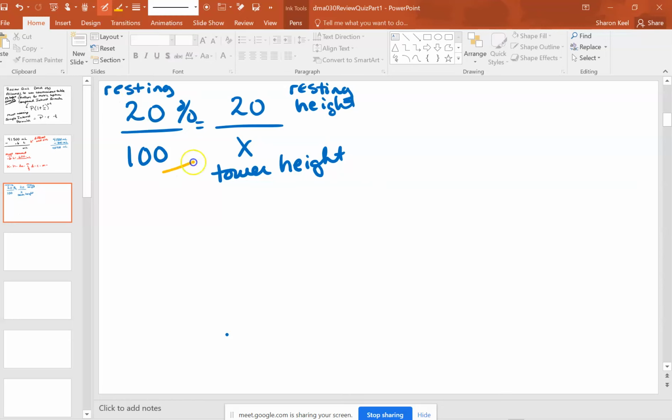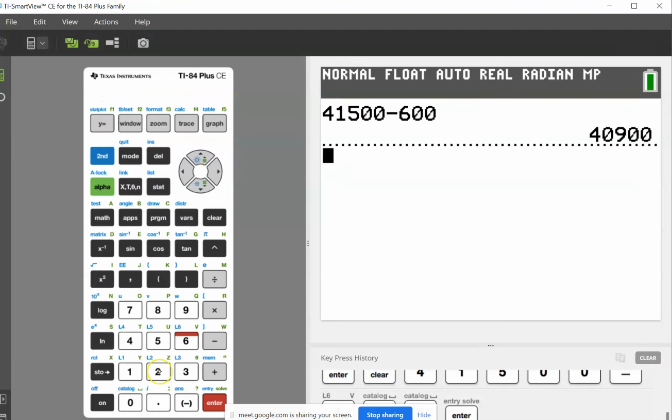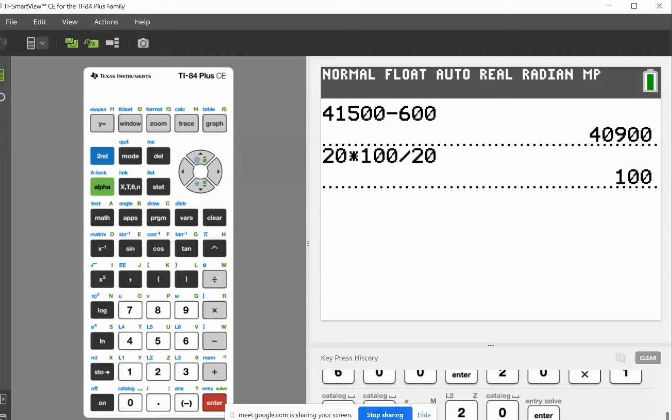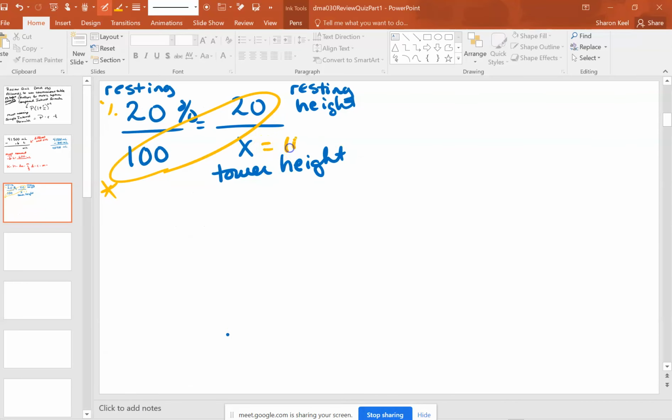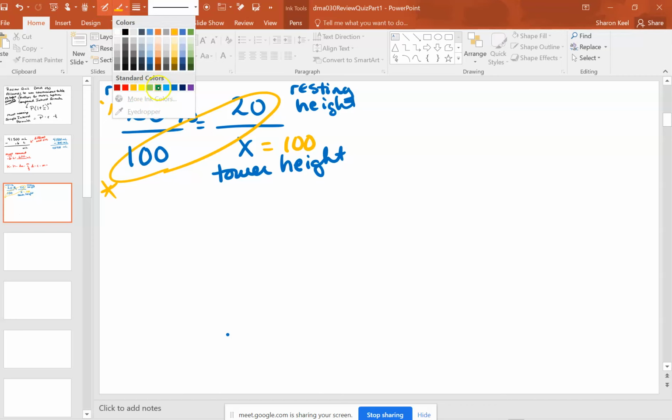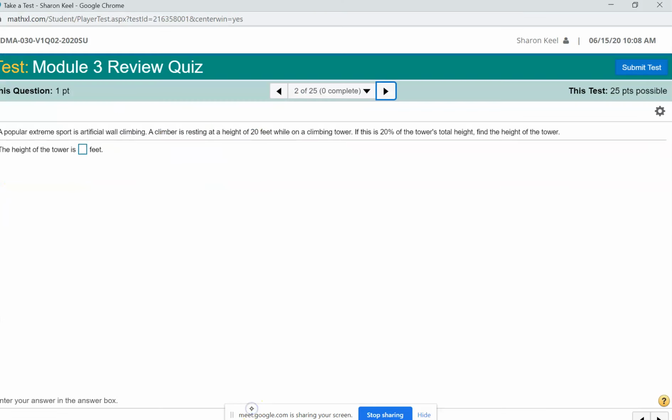Once you have this set up, you're going to cross multiply and divide. So we've got 20 times 100 divided by 20, and the height of the tower is going to be 100. So the tower's height is 100. Let's look at our next one.